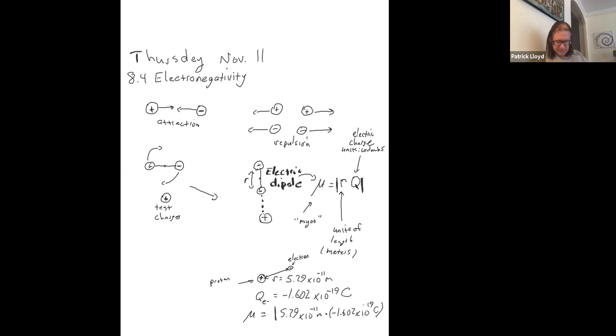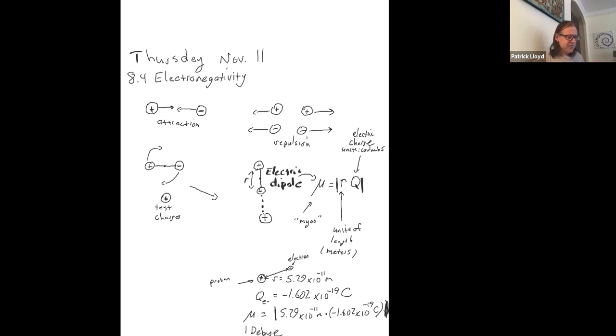Now notice, and that's absolute value, you can get a pretty small number right there. It's going to be like 10 to the minus 30. It turns out that there's a unit called a debye. A debye is a unit of electric dipole, and its magnitude is around 10 to the minus 30. So if I got somewhere around 10 to the minus 30, it's about a debye. That's a detail we don't need to worry about right now.